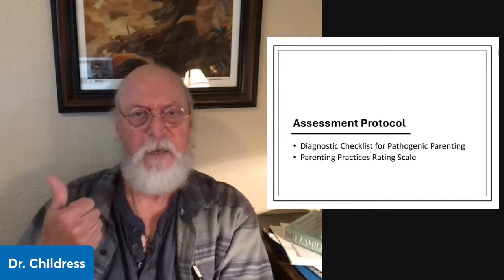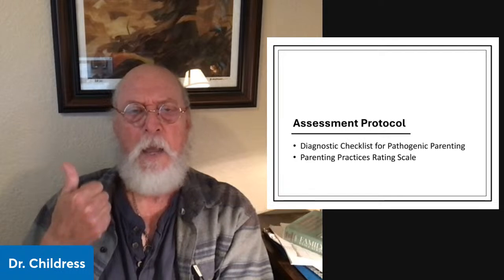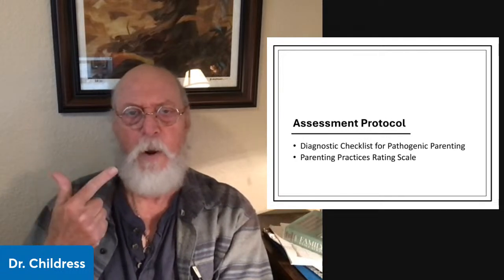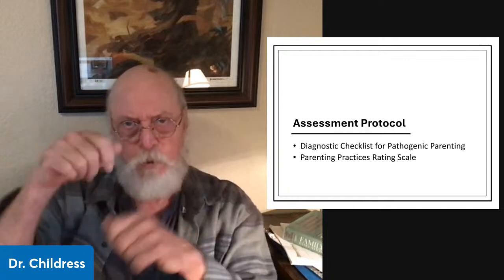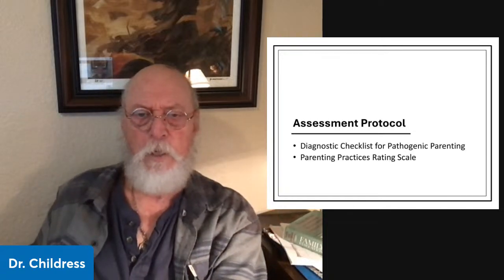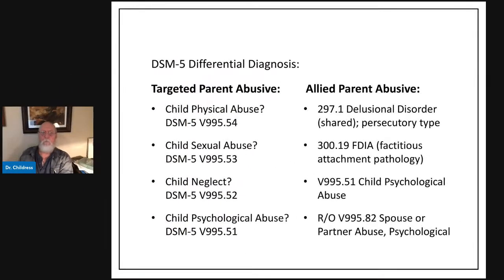It's simply the diagnostic checklist for pathogenic parenting, which is up on my website, and the parenting practices rating scale that is up on my website. If you just complete those two checklists, you will get an accurate diagnosis of the pathology 100% of the time. So let me explain why.